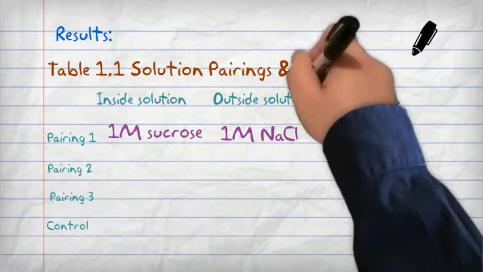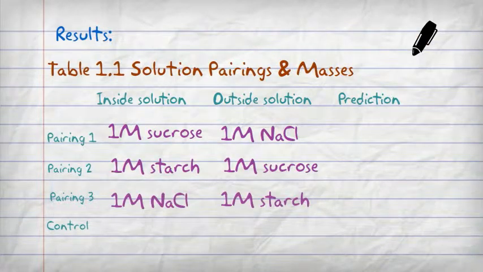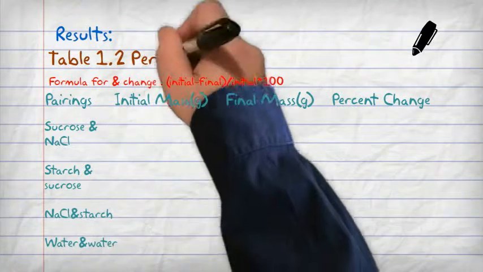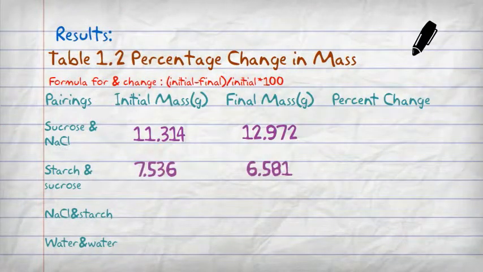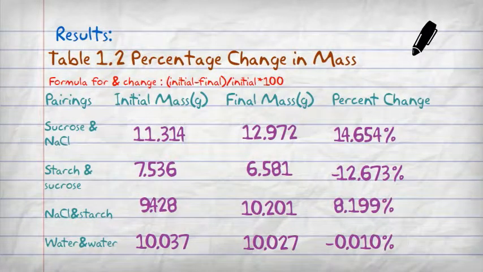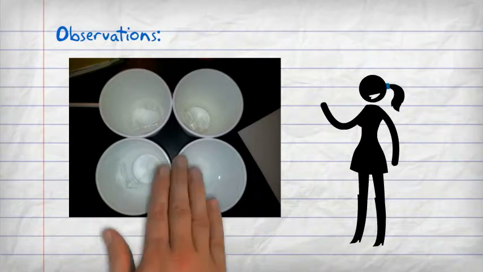Table 1.1. Solution pairings and masses. Our prediction for the first pairing is that the mass of the dialysis tubing would decrease, the second would decrease, the third would increase, and the control would be the same. Table 1.2. The percentage change in mass was calculated. The mass of the first pairing and third increased, that of the second decreased, and that of the control remained the same. Observations: there were liquids on the electronic scale.